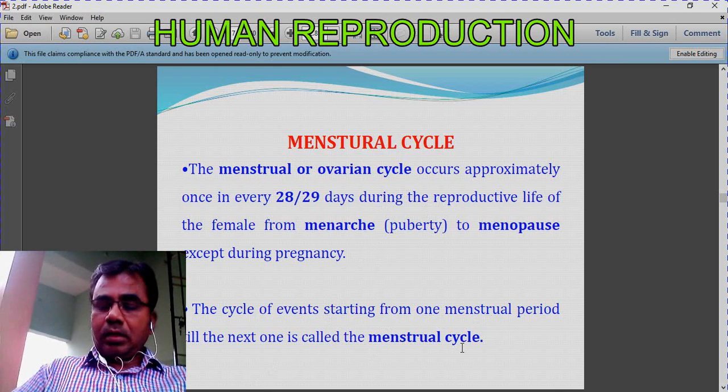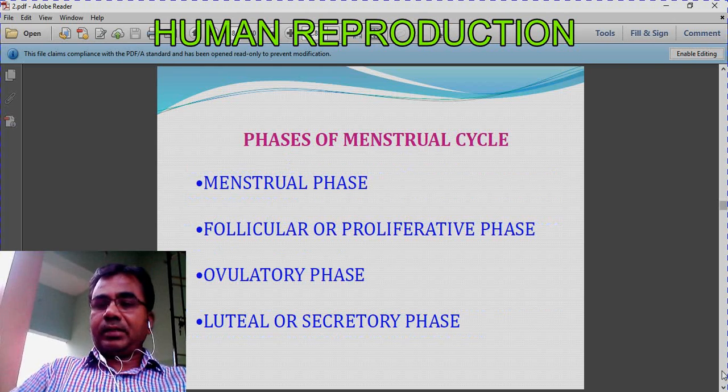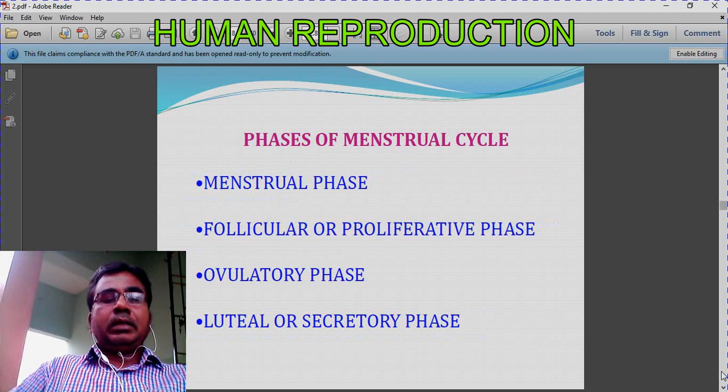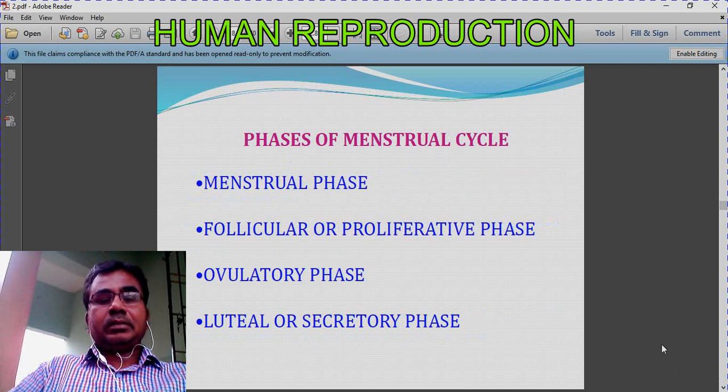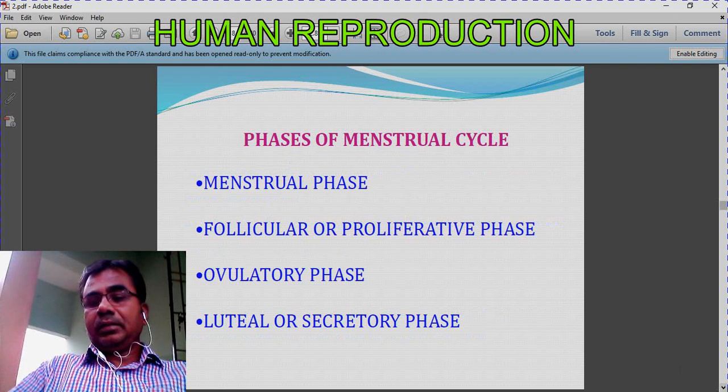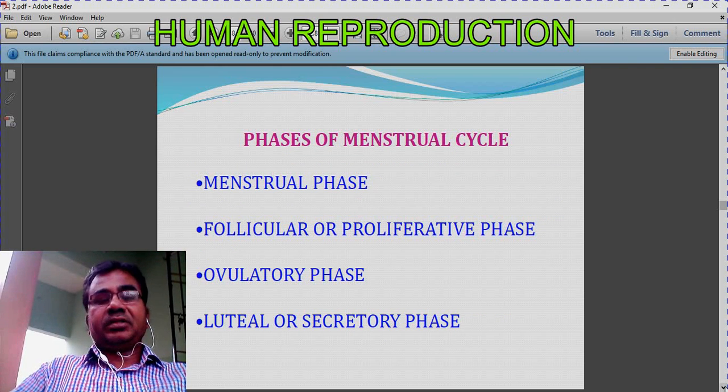Now, what are the different phases of the menstrual cycle? One by one we are going to study. Actually there are four phases: menstrual phase, follicular phase, ovulatory phase, and luteal phase. Luteal phase is otherwise called secretory phase. This is also very important regarding the examination.